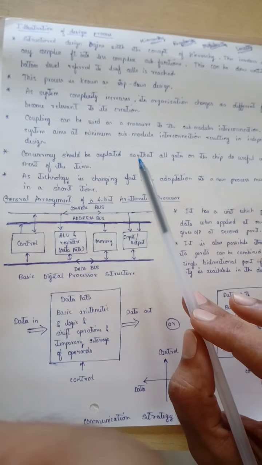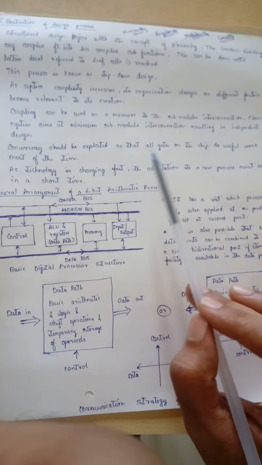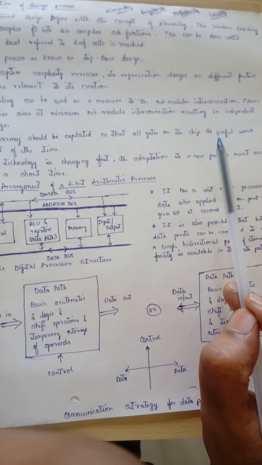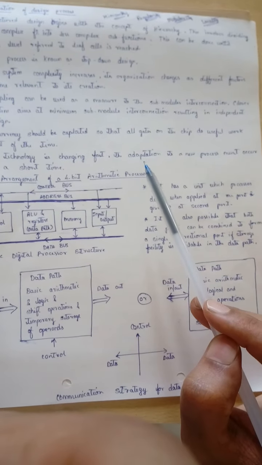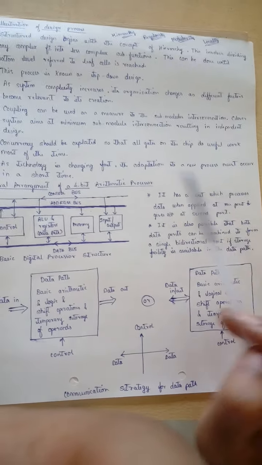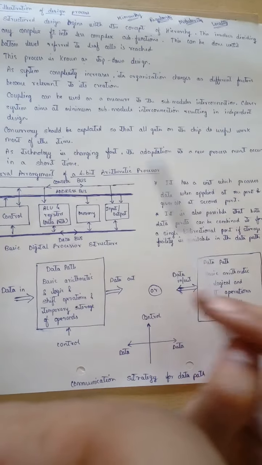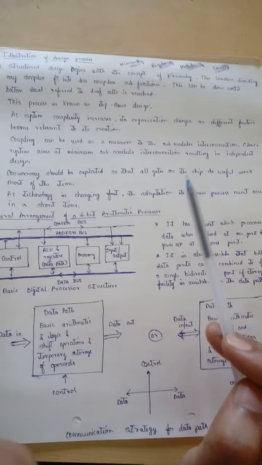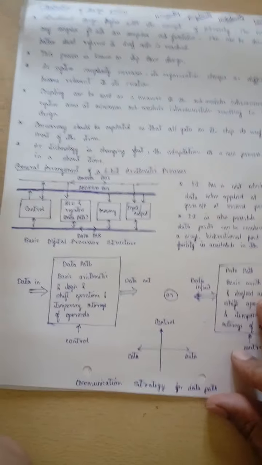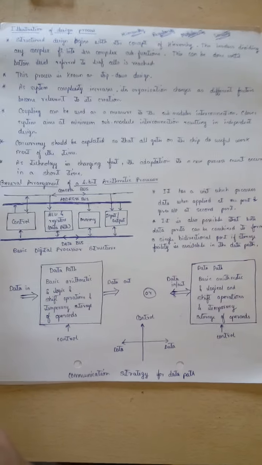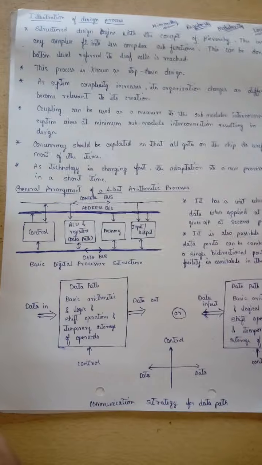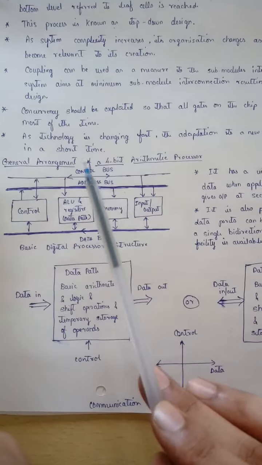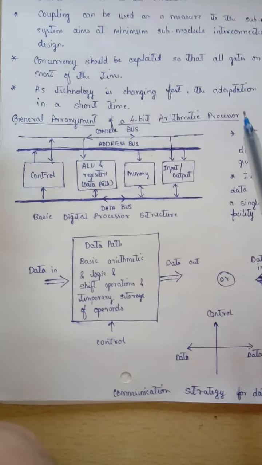Then concurrency should be exploited, so that all gates on the chip do useful work most of the time. As technology is changing fast, the adaptation to a new process must occur in a short time. So this is also very important. As technology is upgrading every day, there should be adaptation to a newer process, and it should be compatible and occur within a short amount of time. So these are the illustrations of a design process. Now let's see the general arrangement of a 4-bit arithmetic processor.